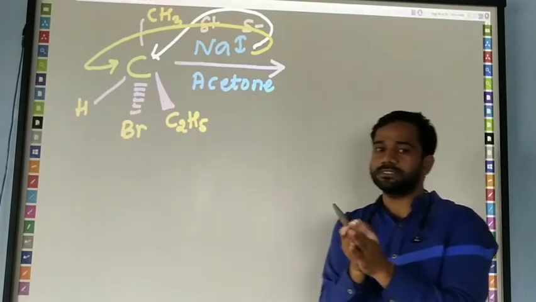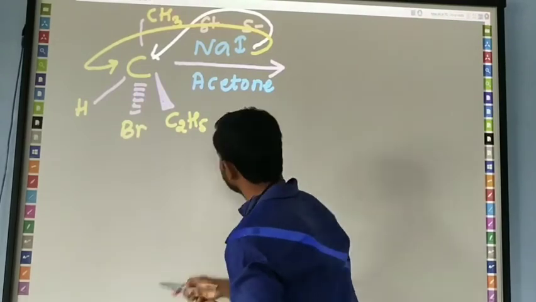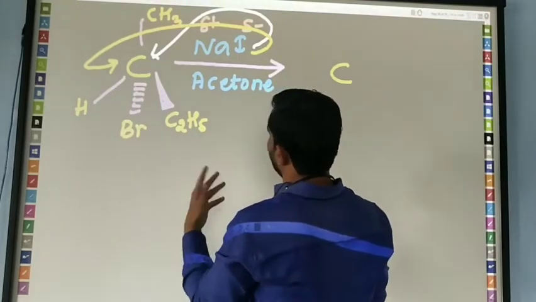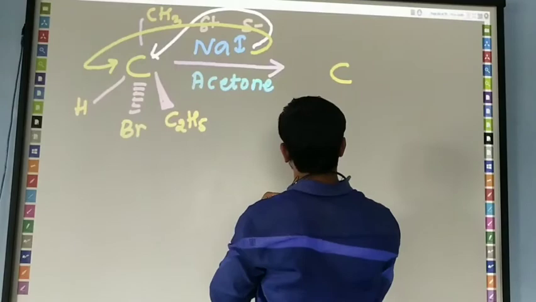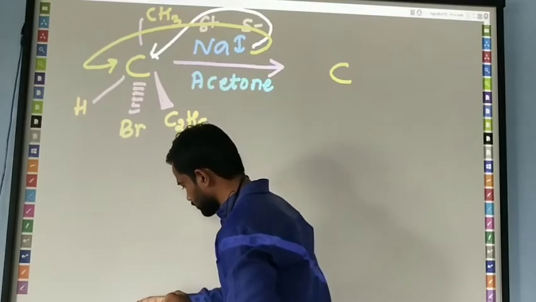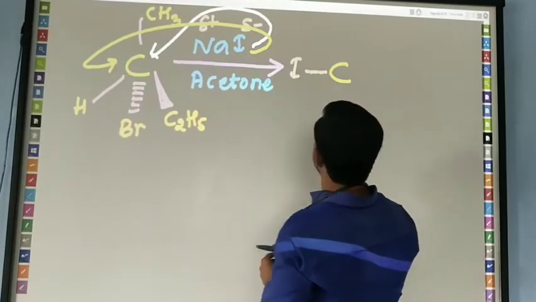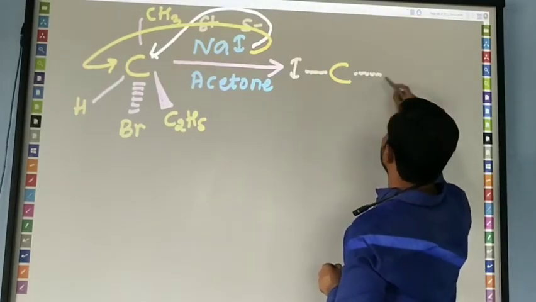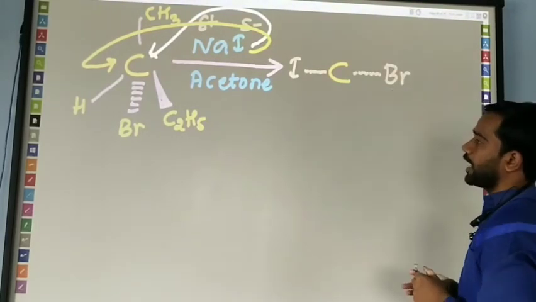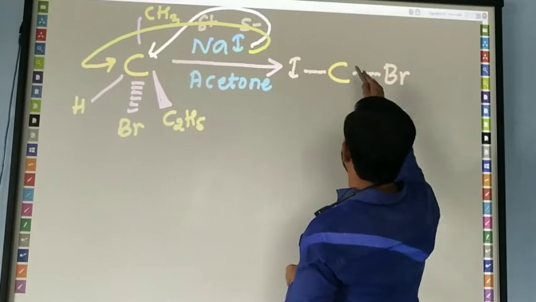Let us form the transition state here. First we write the carbon. We can form it with either back side attack or front side attack. Let me go with the back side attack first. Iodide is our nucleophile here, and bromide is present here. Remember that the nucleophile always attacks opposite to the alkyl halide's leaving group.